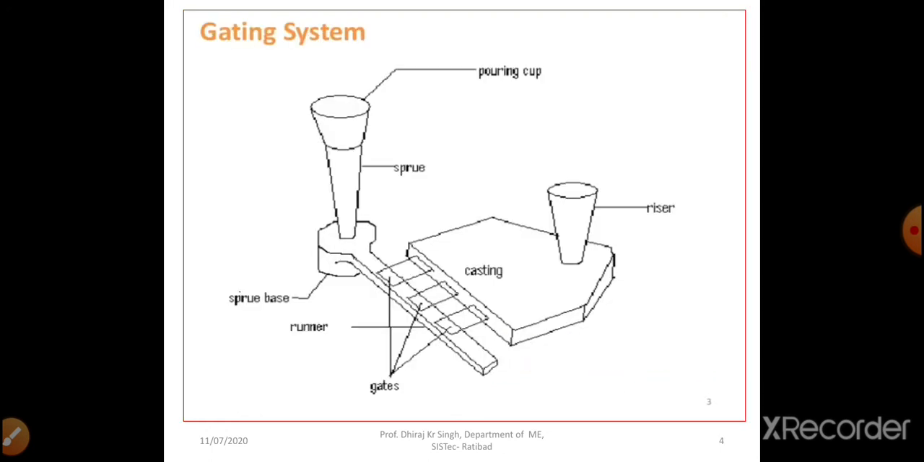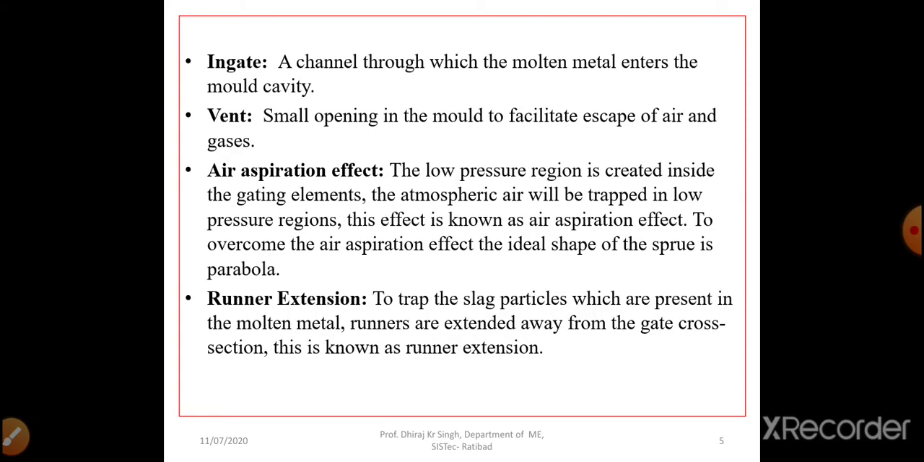So we can see the shape of our runner here. This is our runner, and these sections are known as gates, through which our molten metal will go into the castings. And this extended portion is also known as runner extension. This is basically used in the runner so that we can take the slag particles away from the gates or from the castings. So what is ingate? An ingate is a channel through which the molten metal enters the mold cavity.